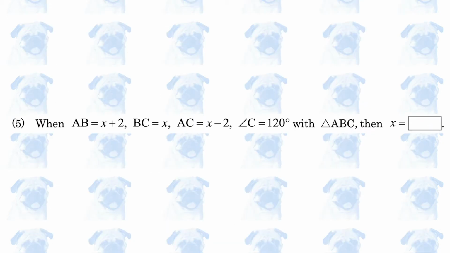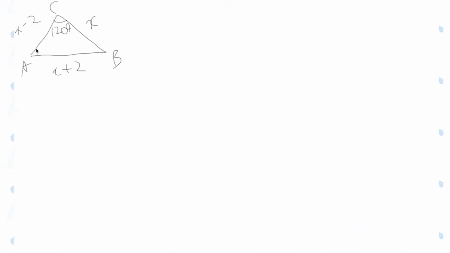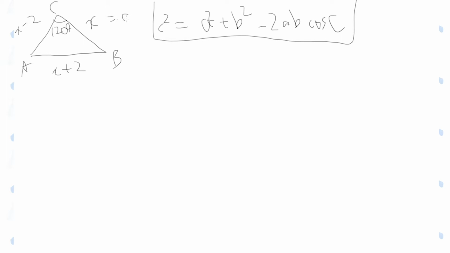The next question. When we know the lengths of all the sides as well as one angle, we can use the cosine rule, which is c squared equals a squared plus b squared minus 2ab cosine C. x is a, x minus 2 is b, and x plus 2 is c. Let's do some substitutions.